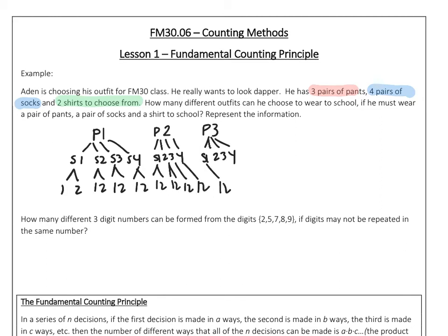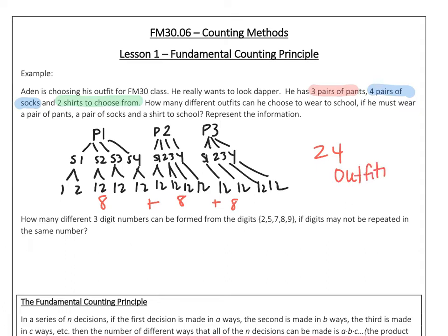That's a lot of branches on my tree, but basically every branch that I have represents an outfit, right? So I could have 1, 2, 3, 4, 5, 6, 7, 8, and then it would be another 8 and then another 8, right? Because there's 8 in each branch. So 8 here and another 8 here and another 8 here. So that's a total of 24 possible outfits that he could wear.